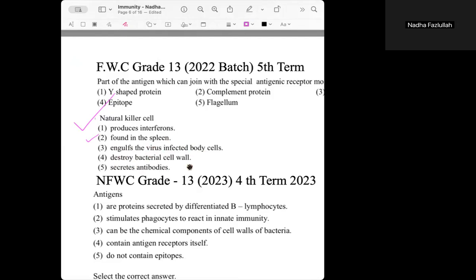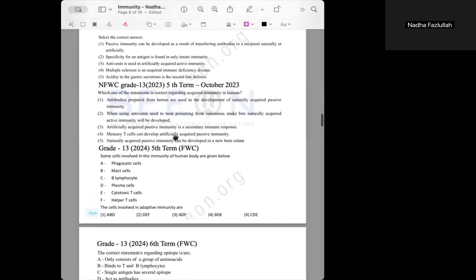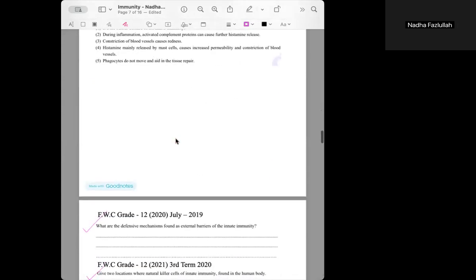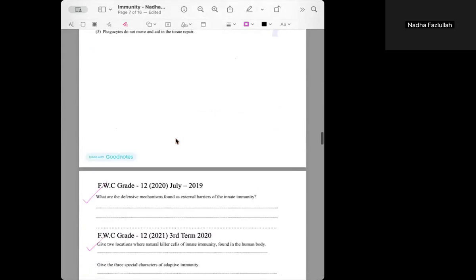They destroy bacterial cell wall. What is the chemical substance I told you which will be destroying the bacterial cell wall? Lysozymes. Yeah, lysozymes will be involved in destruction of some bacterial cell wall. It's not natural killer cell. Secrete antibodies, we didn't learn anything like that. So the answer is found in spleen. Okay, see how easy the questions are. Did I miss any question here? No. Then it's in this page.